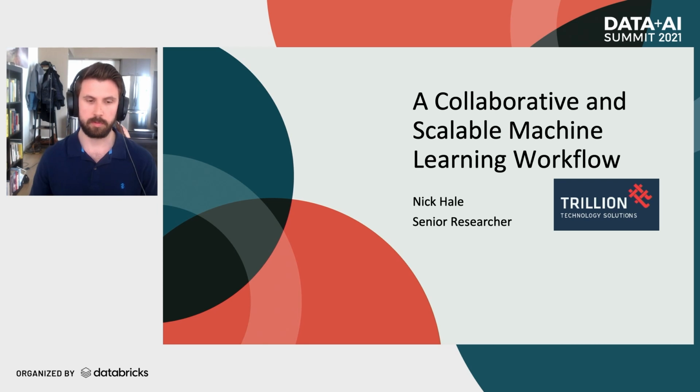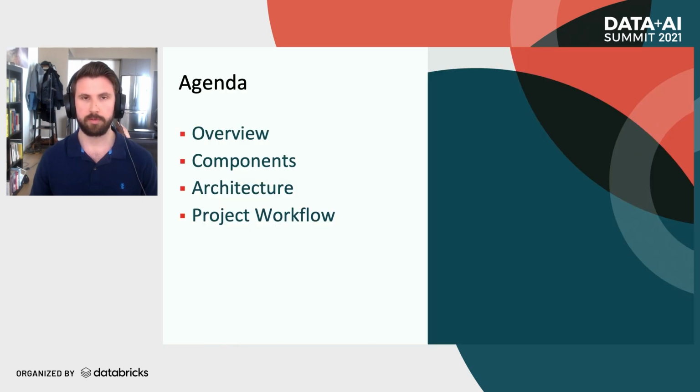And we want this capability to be able to continuously train models and deploy them whenever new data is received as well. So a brief overview of what I'll talk about today. We'll talk about an overview of the workflow and the components involved in the workflow. And we'll discuss the architecture of how all the components connect to one another to achieve this end of collaborative machine learning. And then I'll go through a sample project as if we were starting a machine learning project from scratch and show exactly how to use the workflow.